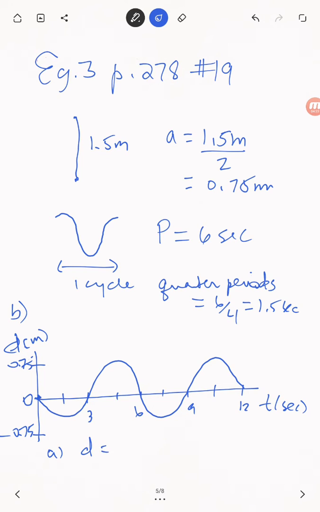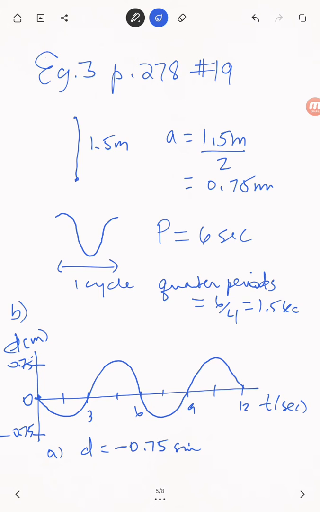So instead of y, it's d equals the amplitude, which is 0.75. We're using a sine function because it starts at 0, 0. However, it goes down before it goes up, so we're going to put a negative in front of the 0.75 to indicate that there's a reflection in the x-axis.